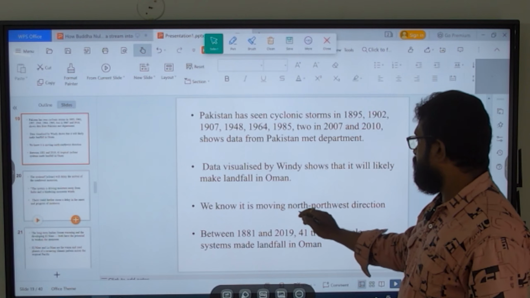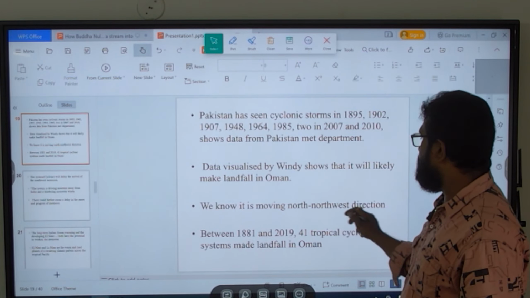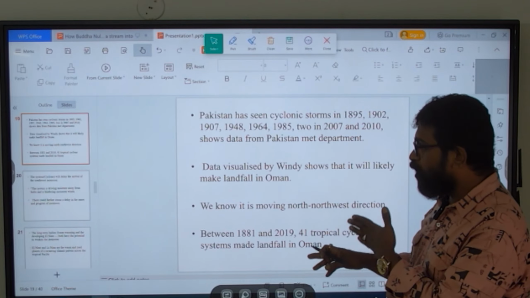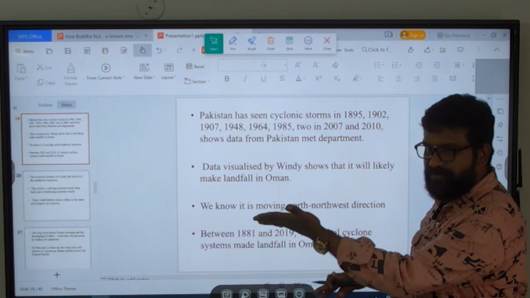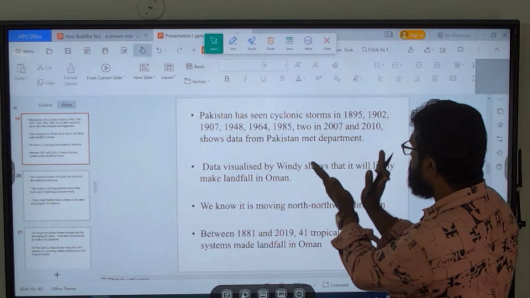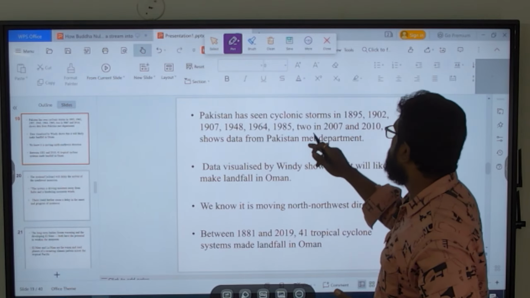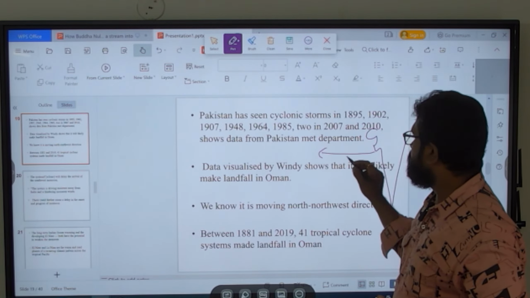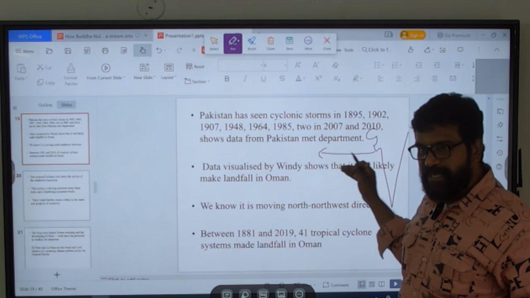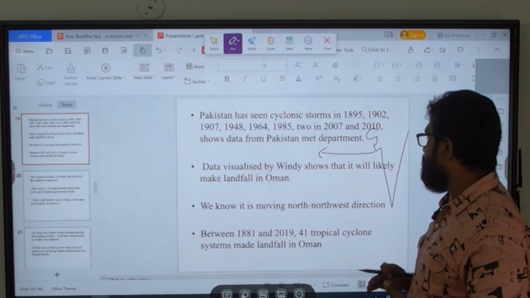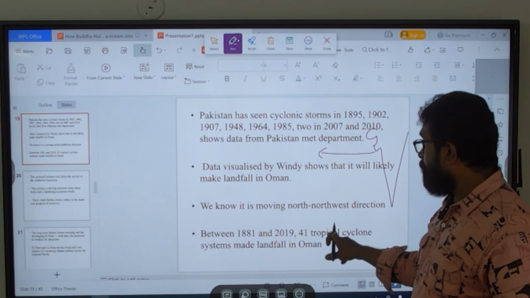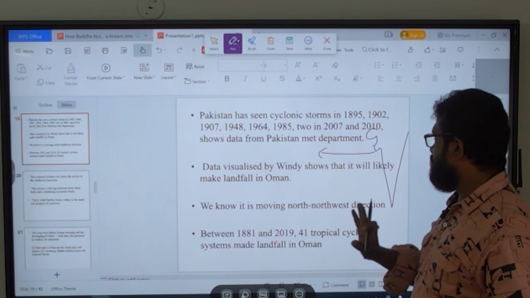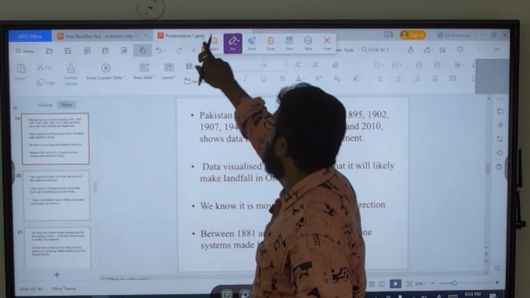So this is moving in a north and northwest direction. It is not moving to the northeast. It is moving north or northwest of that country. That's why, from this Arabian Sea, if you are seeing this, it is moving northwest like this. So Oman got affected, and it is a tropical cyclone, not a temperate cyclone. We have the two differences. So it made landfall in Oman.